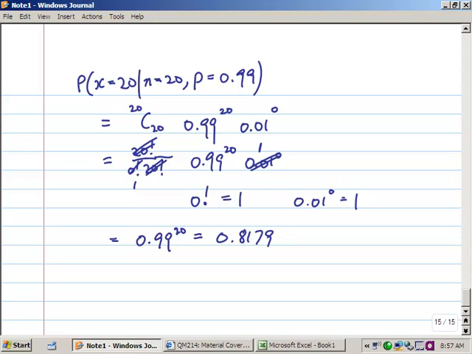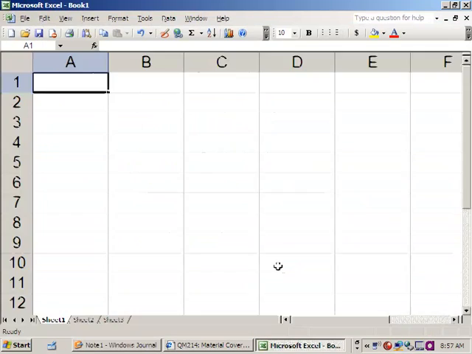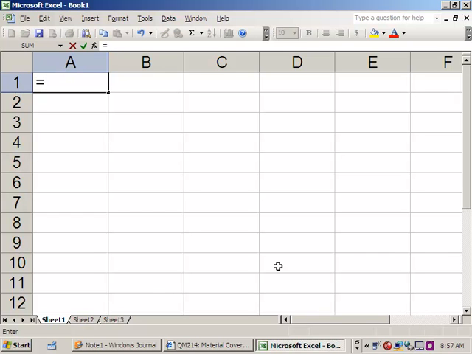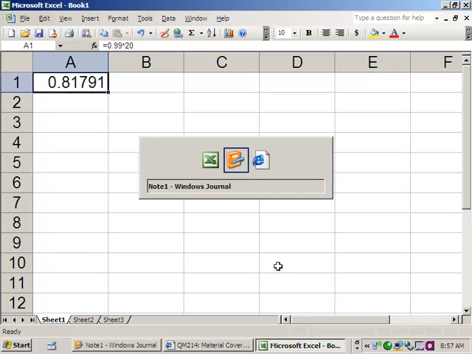Actually, I'm not using my calculator, I'm using Excel on another machine. Let me show you on Excel. It's equals 0.99, up arrow, which is a shift 6 character, to the 20th power, and you get your 0.8179. That's how I'm doing my calculations quickly.